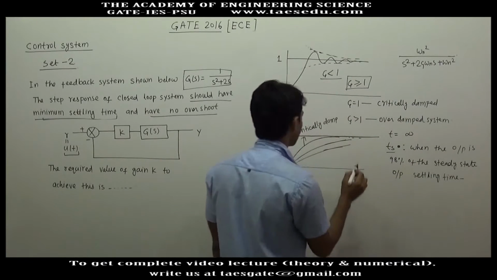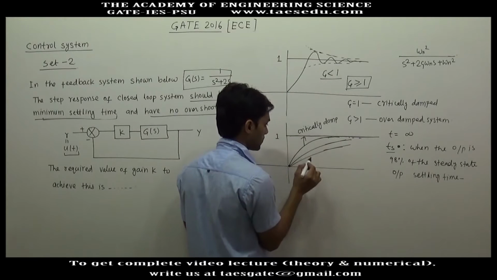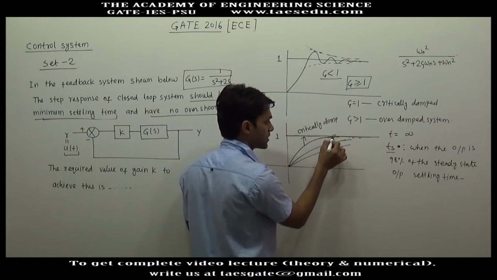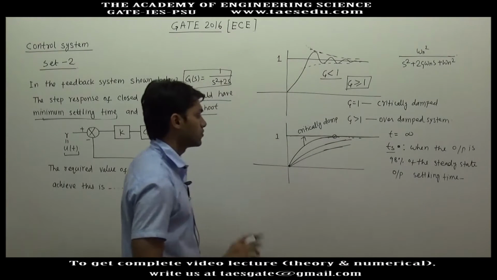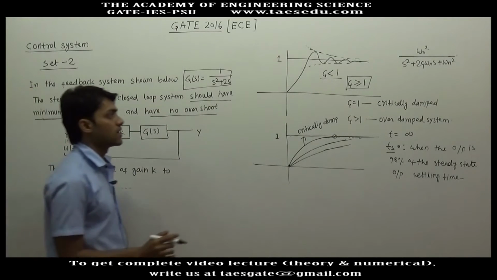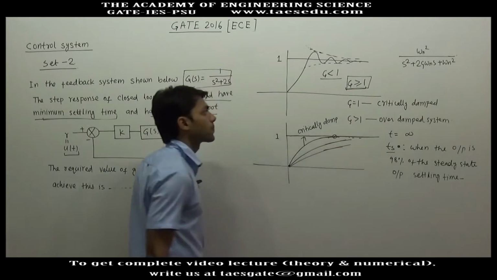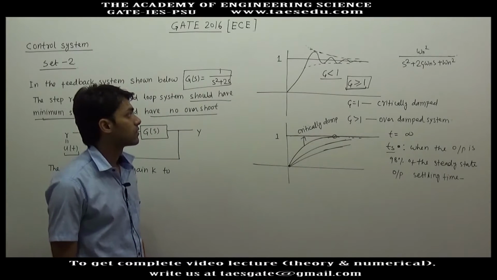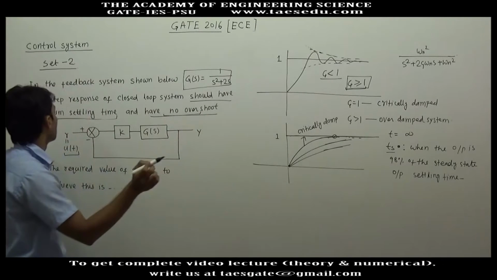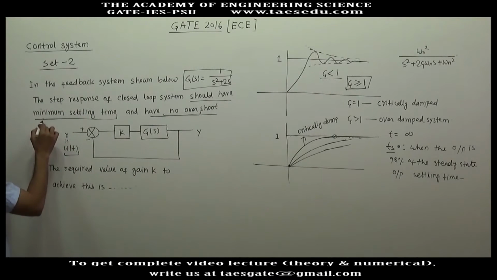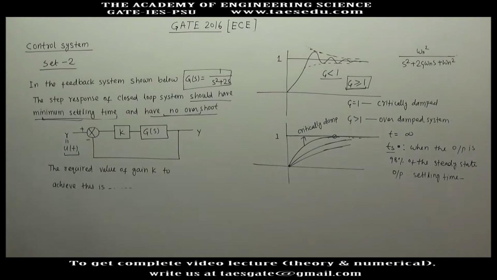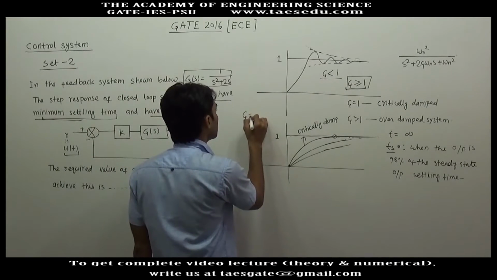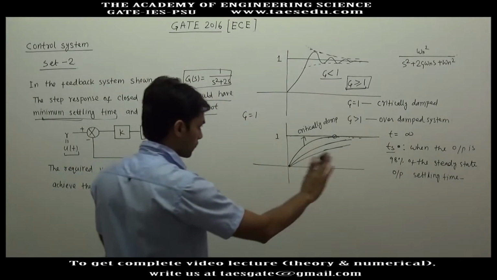So in critically damped system, the output will reach its 98% value earlier than in case of overdamped system. So if you want no overshoot, zeta has to be greater than or equal to 1, and with no overshoot, if you want the system to be fastest, with the minimum settling time, the system has to be critically damped. So we must have zeta equal to 1.